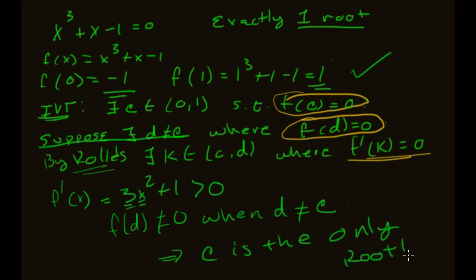Okay, so that's a bit of a sophisticated proof, but ultimately it gets us to knowing that there is a root. We've proven that, and it's unique because if there is another one, then it causes a contradiction of Rolle's theorem, which is something that we just proved moments ago.